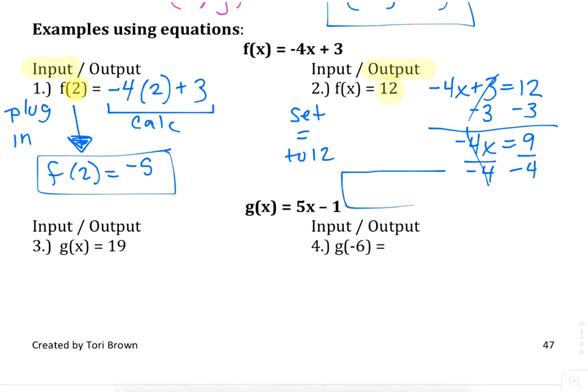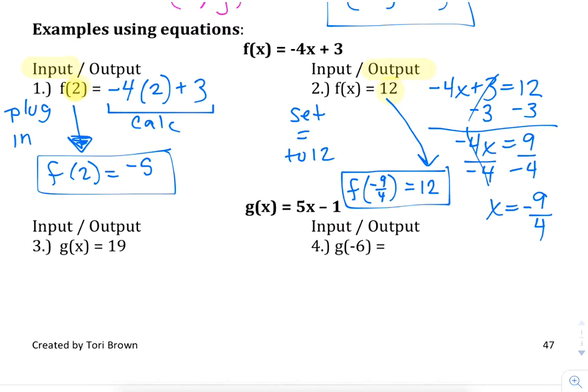Let's go ahead and write our answer. This is my equal to, so I bring that number down. I know that my x is the fraction -9/4. So I'm going to plug it in where the x is. f(-9/4) = 12. Okay? Perfect. Let's go ahead and go on to number 3.